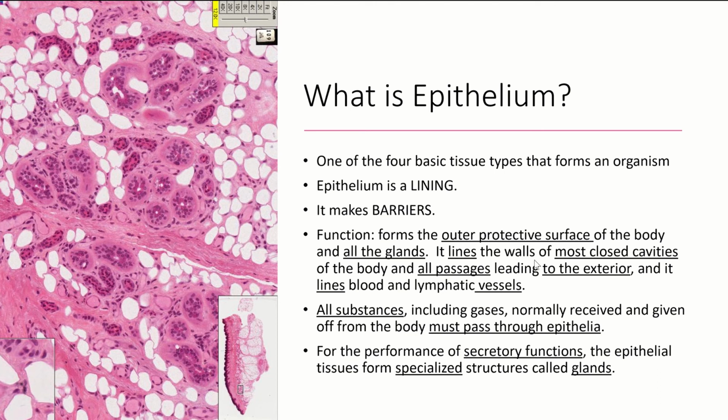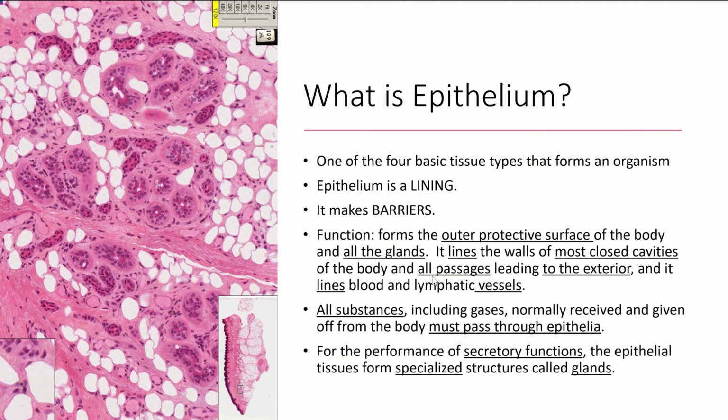It lines the walls of closed cavities and all passages leading to the exterior. So it lines your internal organs. It lines the cavities those internal organs are sitting in. And it also lines the passage from your mouth to your rear end. If you think of the way your digestive system works, it's a really long tube, basically from your mouth to your rear end. Your epithelium is going to line that very long, complicated tube that entire way, because again, it's a barrier, it's a lining.